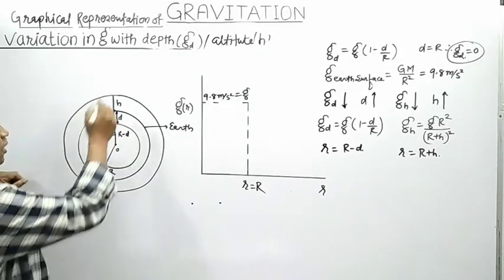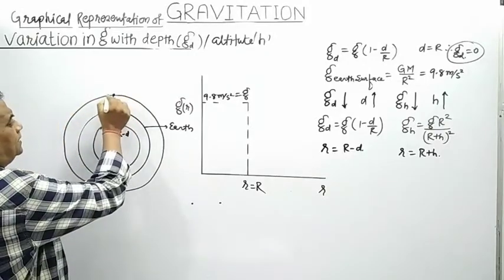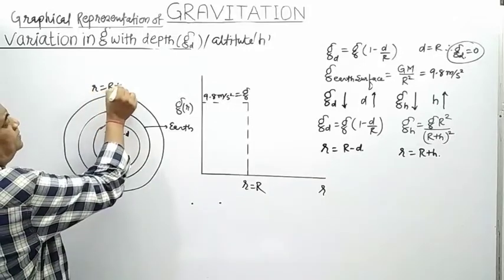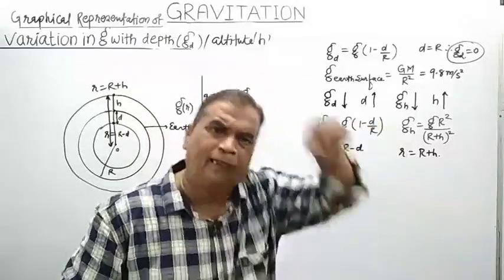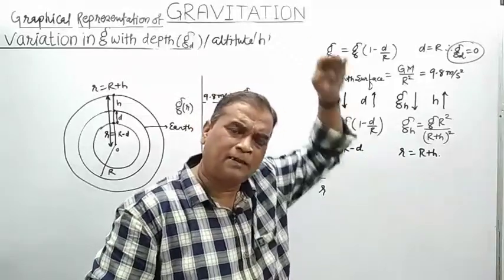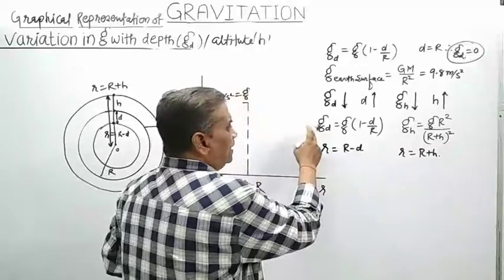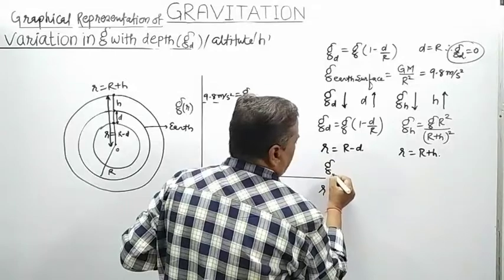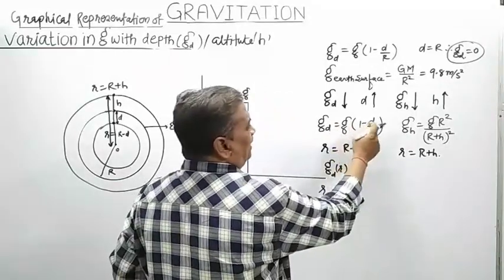Or when I say the object is at a height h above the earth's surface, then what is the distance of that object from the center of the earth? Small r is equal to R plus h. So for the object lying at a certain depth, small r equals R minus d. For the object lying at a certain height, small r is equal to R plus h. So here g becomes a function of r. So g at depth, which is a function of r, is equal to, see here, g into 1 minus d by R.